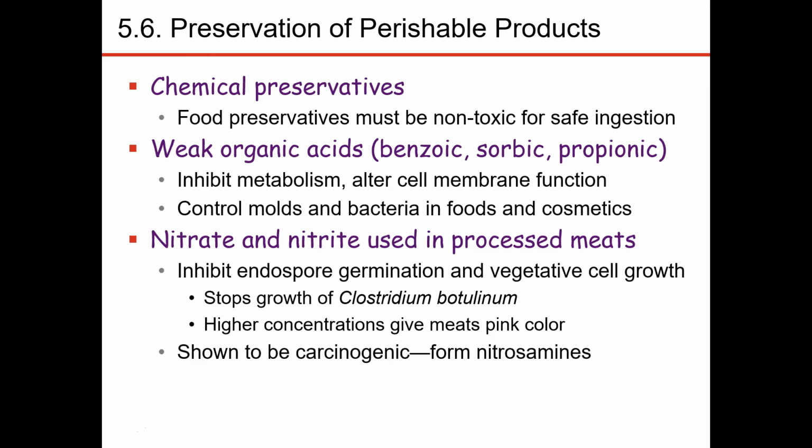So nitrate and nitrates used in processing meats inhibits endospore germination and vegetative cell growth. So it's going to stop the growth of Clostridium botulinum, and it also gives meat its pinkish color. However, over time, we have shown that these nitrates can potentially be carcinogenic, and so a lot of products are shying away from nitrates. So places that we used to see them quite a bit: hot dogs, any sort of sausages, things like this, processed and then packaged. Usually if you look on it, there'll be some sort of nitrate that's used as preservative. However, again, moving away from those because of the potential of them being carcinogenic.